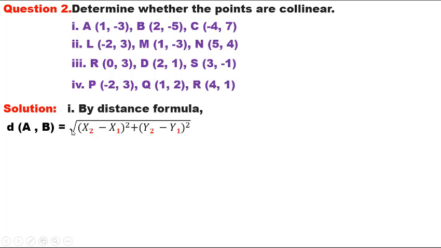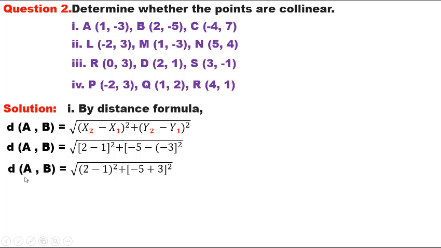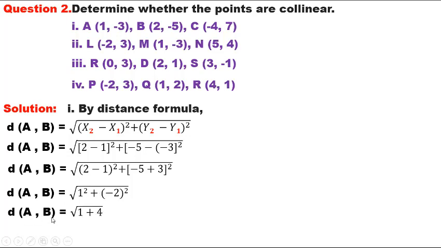Distance of AB is equal to under root of (x2 minus x1) square plus (y2 minus y1) square. Distance between AB is equal to under root of (2 minus 1) square plus (minus 5 minus minus 3) whole square. Distance of AB is equal to under root of (2 minus 1) square plus (minus 5 plus 3) square. Therefore, distance of AB is equal to under root of 1 square plus (minus 2) square, which is under root of 1 plus 4. Therefore, distance of AB is equal to under root of 5.